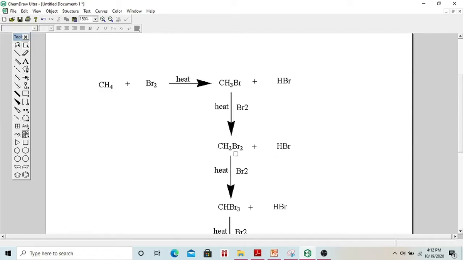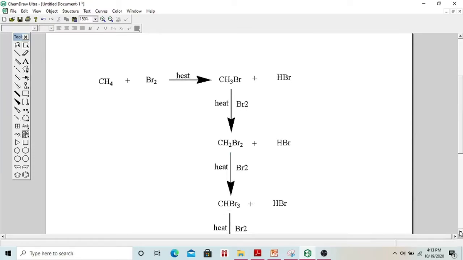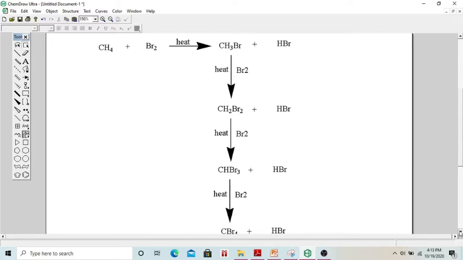So that becomes CH2Br2. And if your CH2Br2 will continually react with Br2 in the presence of heat, then that hydrogen will also be substituted with Br. So you have only one hydrogen left, and you have 3 Br that are already there.